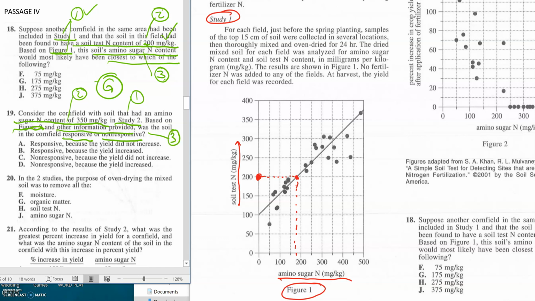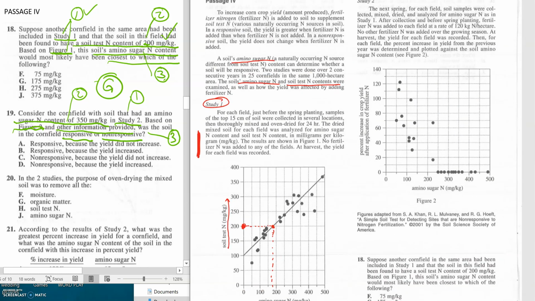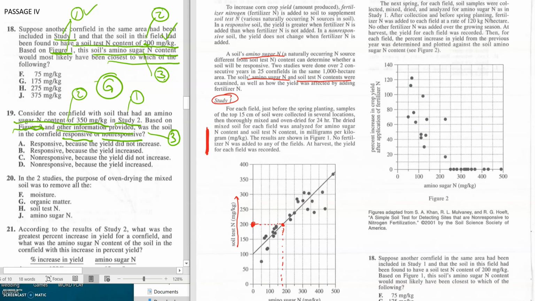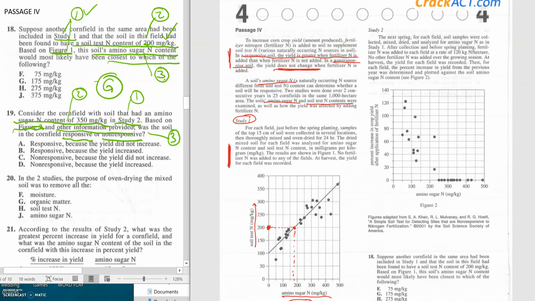So I know when I read it, and this is why I just read it, just to get where words were, I know that responsive and unresponsive occurred here. Oh no, that's study 1. Hang on, I've got to put it down again. It came up here, didn't it? Yeah. In a responsive soil, the yield is greater when the fertilizer is added. Non-responsive soil, the yield doesn't change. So we know what responsive and unresponsive means. So what was step 1? We're looking at study 2, figure 2.